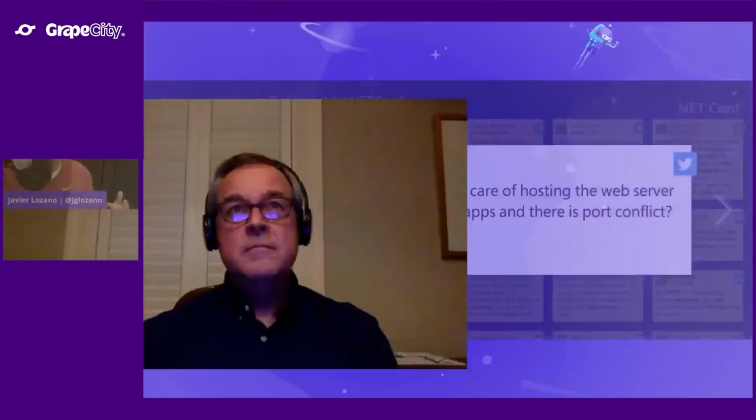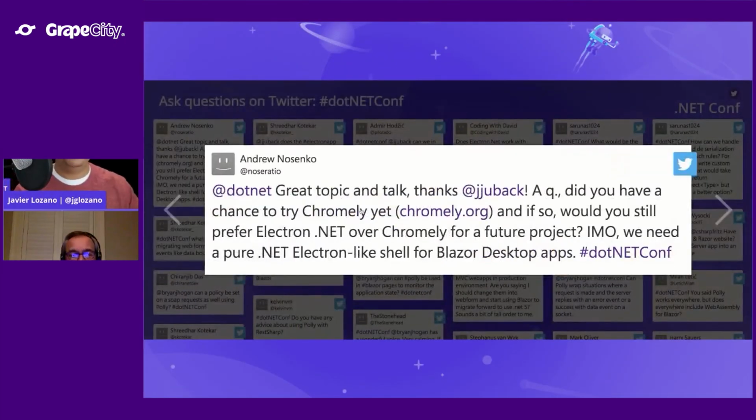Gotcha. And then the last question we have is from Andrew Nosenko, who was actually a speaker in the conference earlier. So it's great that our speakers are actually watching the content as well. He says, great topic and talk. Thanks, John Juback. A question, did you have a chance to try Chromely yet? Chromely.org. And if so, would you still prefer Electron.NET over Chromely for a future project? He says, in my opinion, we need a pure .NET Electron-like shell for Blazor desktop apps.